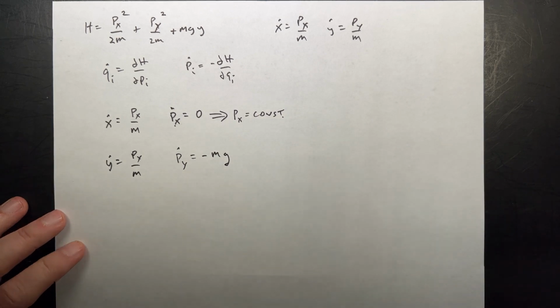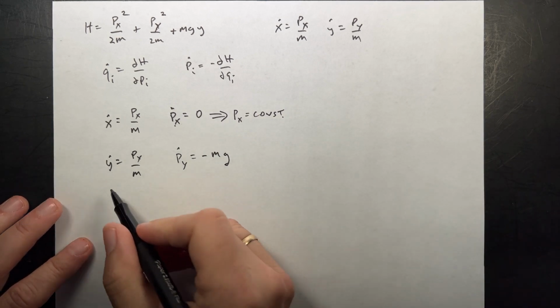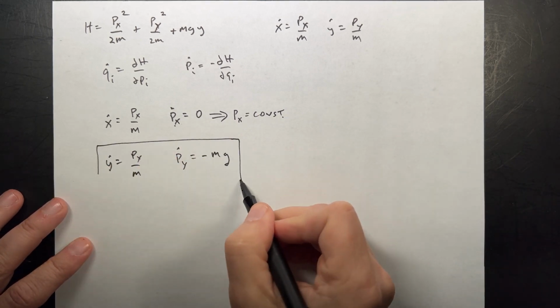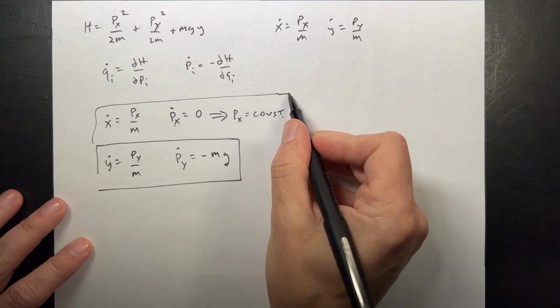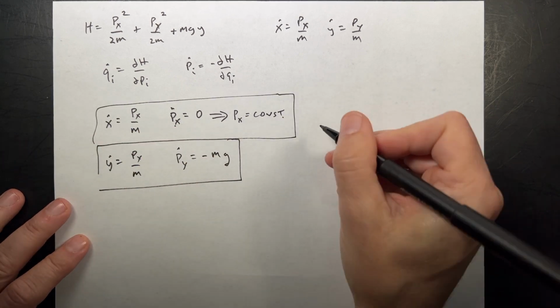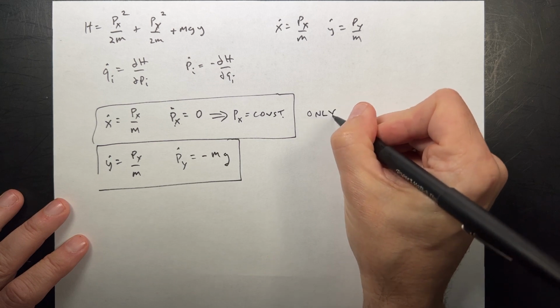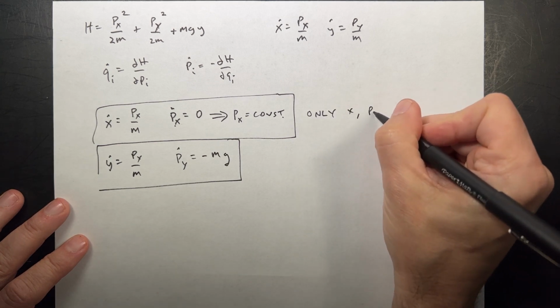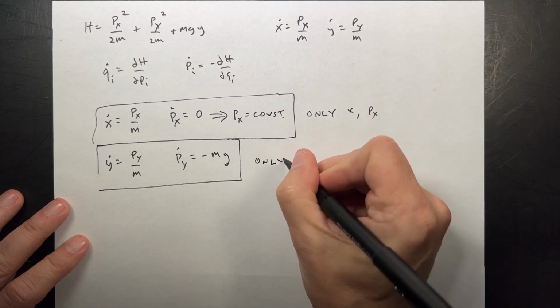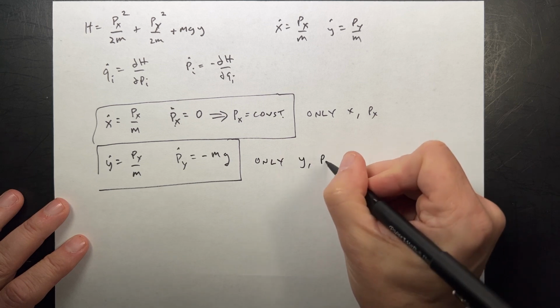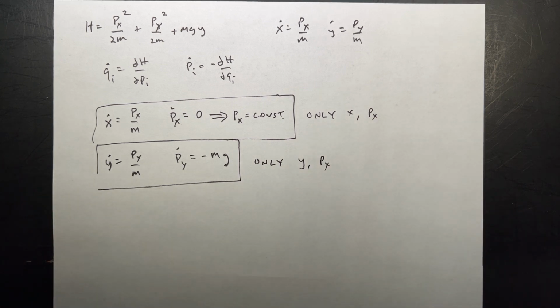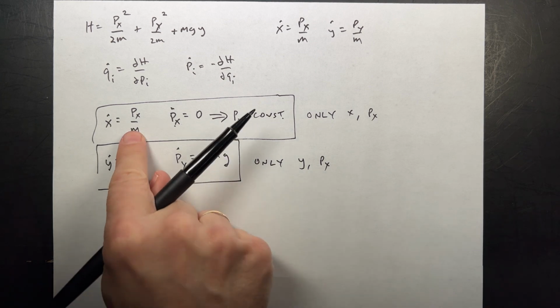So I have my differential equations. I have two sets of them, two first-order differential equations. But in this case, there's something really important. y dot only depends on py, and py dot only depends on y and py. So I don't have to treat these two as combined equations. I can treat them completely separately. And in fact, this is boring.